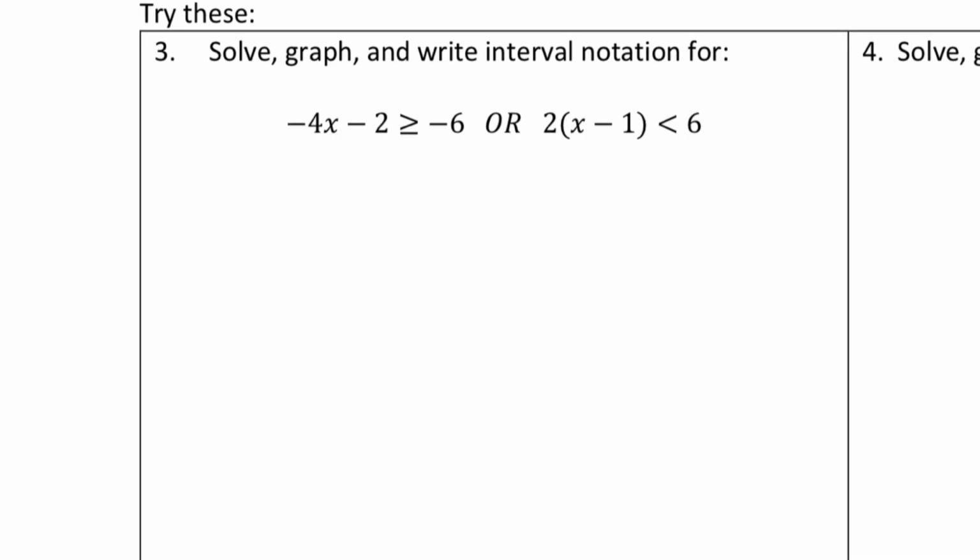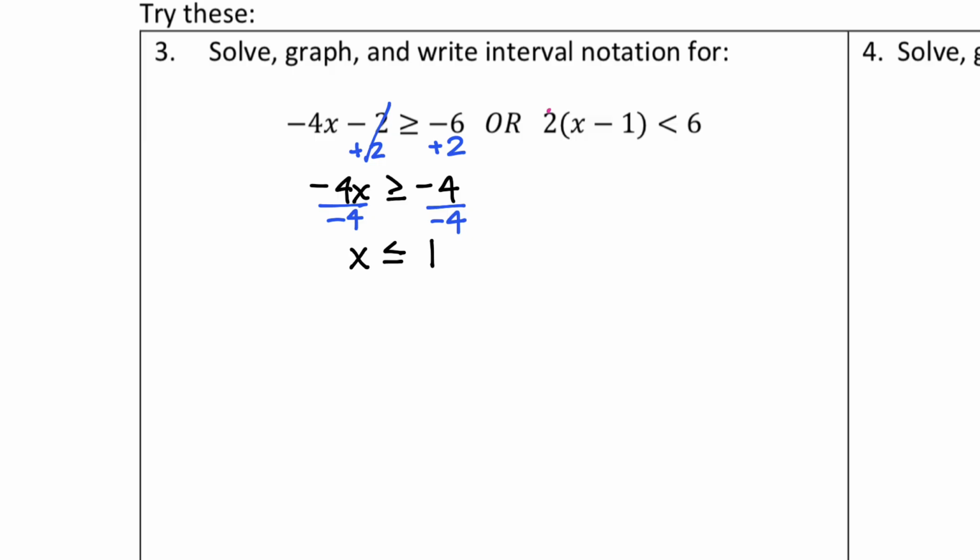And here's number 3. Okay, so we're going to do each side separately like we've been doing. Variables are already on one side, so all I want to do is get rid of the extras first. So add 2 to both sides. Because I have a negative 4 I'm dividing by, I'm going to flip my inequality sign around. So x is now less than or equal to positive 1.